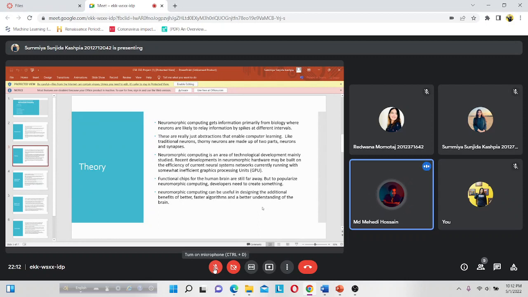The human brain is still ahead of AI. But developers need to create an API, an application programming interface, and a programming model and language for making neuromorphic computers available to the general public. Despite its challenges, researchers find new ways to access performance of the new architecture. In short, neuromorphic computing can be useful in designing additional benefits of faster algorithms and a better understanding of the brain.